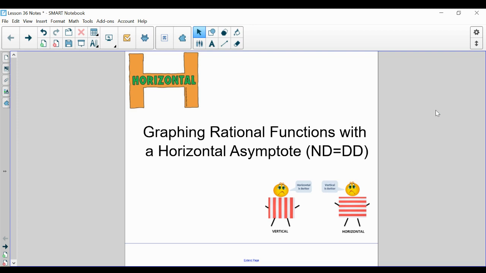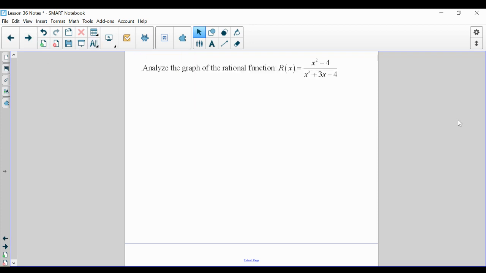All right, in lesson 36, you're going to be graphing rational functions again with a horizontal asymptote, but unlike what you did in lesson 35, when the numerator degree was less than the denominator degree, today we're going to do ones where they are equal. All right, so let's start off with this one here.